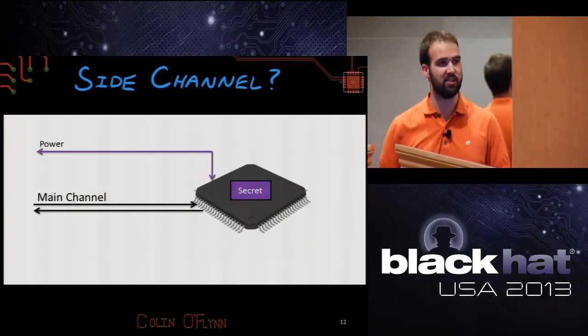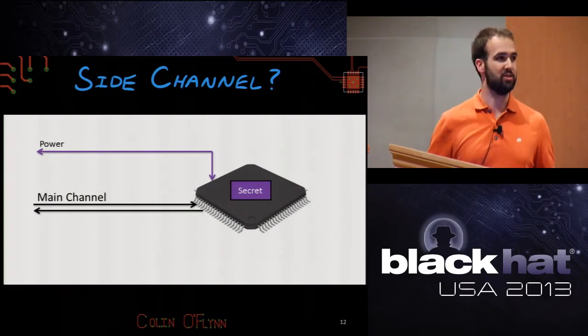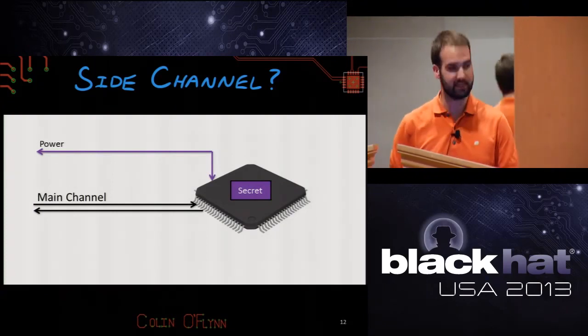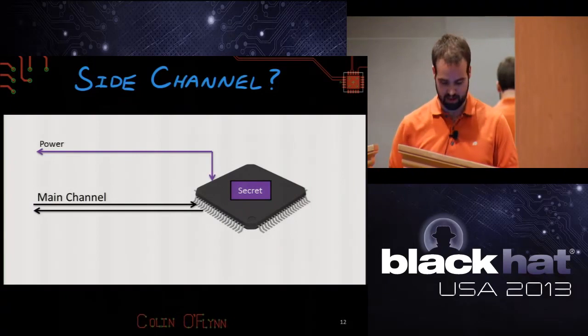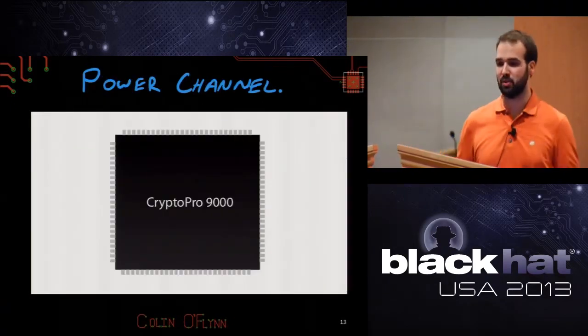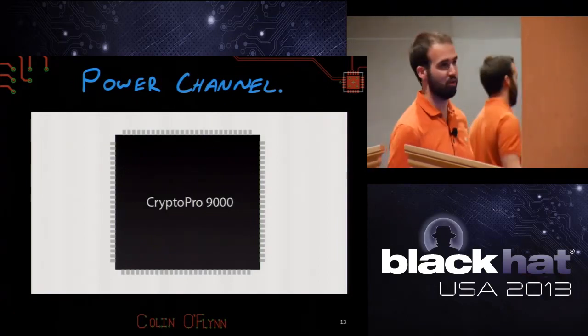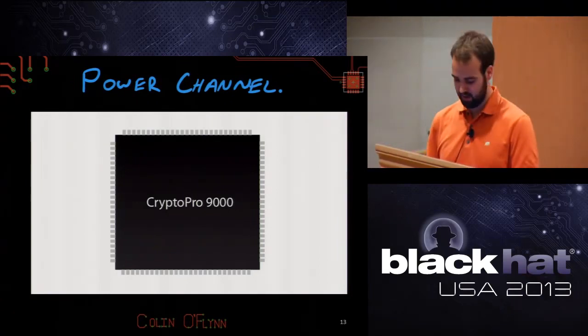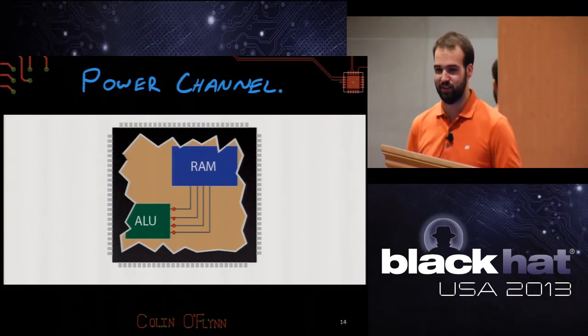It has other communication methods. It didn't intend to broadcast, but it is telling you something. It's telling you something about the secret inside it. So what we use is the power channel. How does this work? Imagine you had hardware. I call it the Crypto Pro 9000, the latest in 4-bit cryptography.